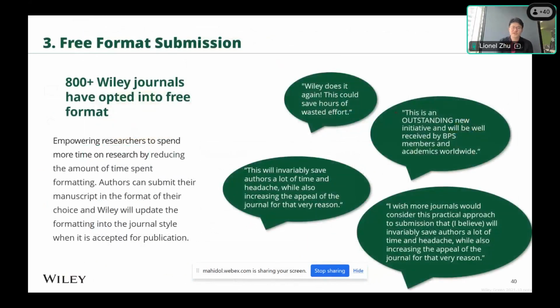As for free format submission, for over 800 of our journals, during the submission you don't need to pay that much attention and waste your time on the formatting. Formatting means the font and size, and the position of your figures, etc.